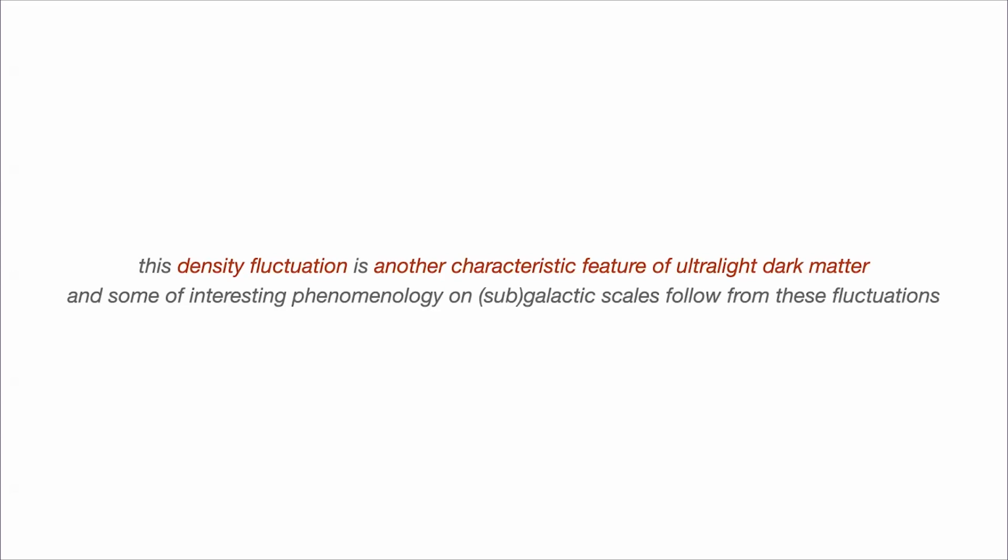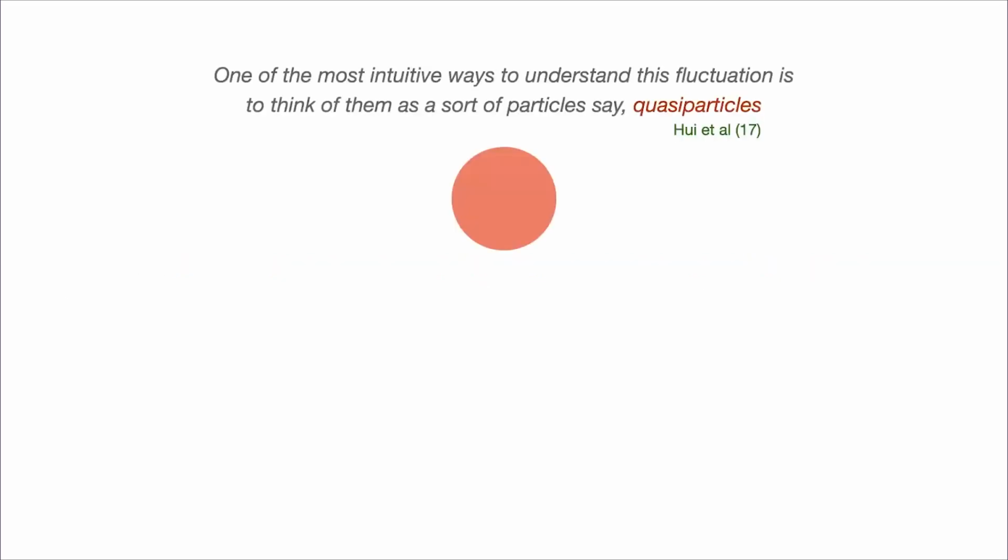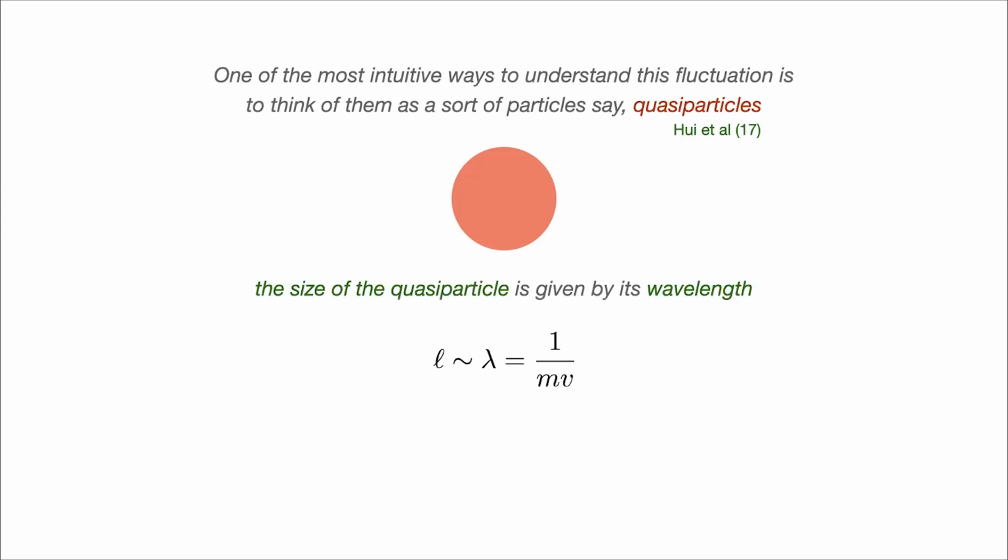So now what I want to do is discuss a simple intuitive way to understand this kind of density fluctuation. One simple way is to think of them as some sort of particles, like a quasi-particle. Their size is given by the wavelength of dark matter, which is 1/mv, and their total mass is given by the total mass enclosed within the volume of this wavelength. So this is how I want to understand this kind of density fluctuation.